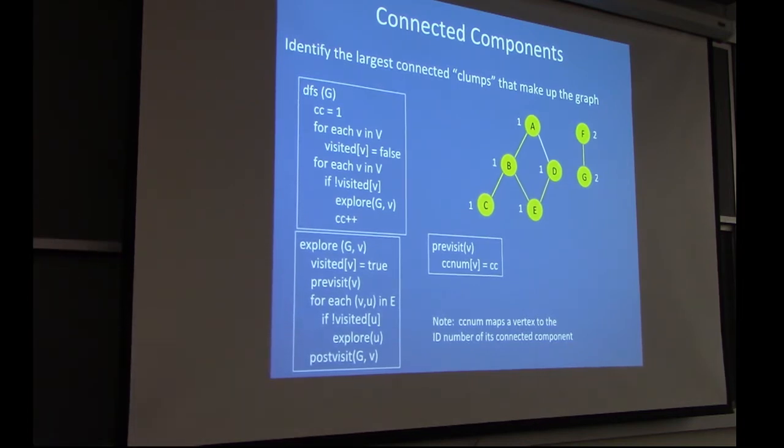Now, what would your graph look like? Suppose you had a graph with no edges at all. What would this algorithm do? Yeah, it would number each one, it would give each one a different number because each is its own connected component.